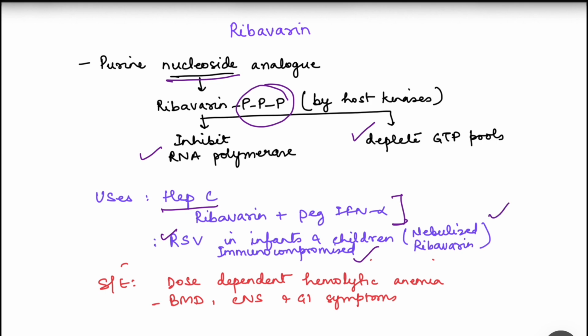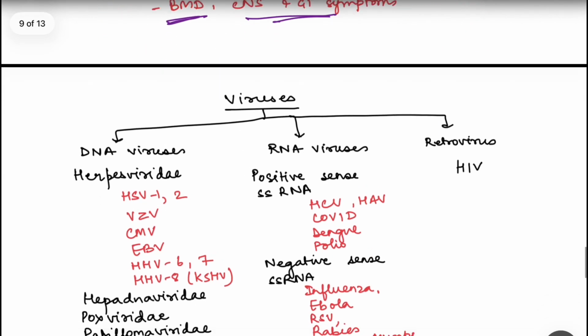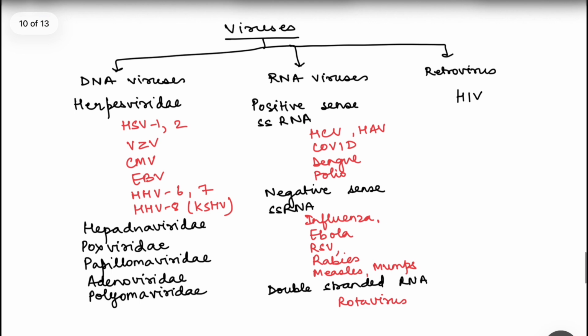What are the side effects? Side effects include dose dependent hemolytic anemia. So as the dose is increased, there are increased chances of hemolytic anemia, and bone marrow depression occurs, plus there are certain CNS and GI symptoms as well. So that was about the drugs which are used for influenza and hepatitis C virus.